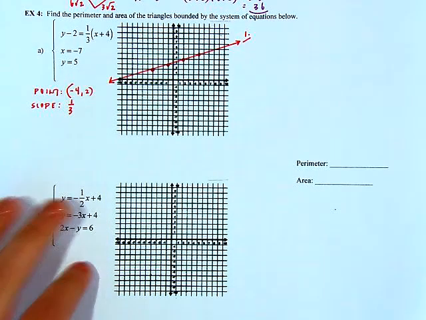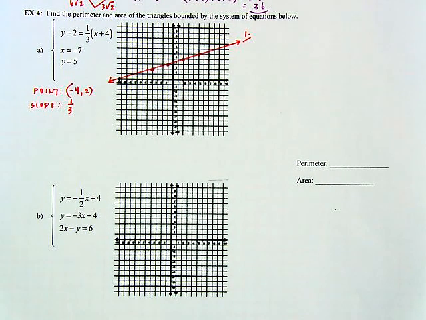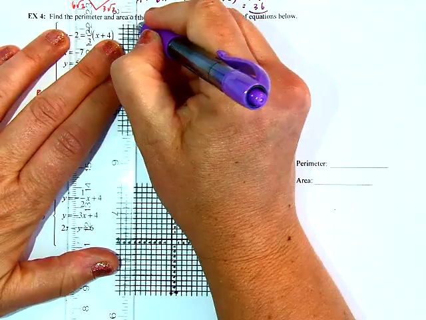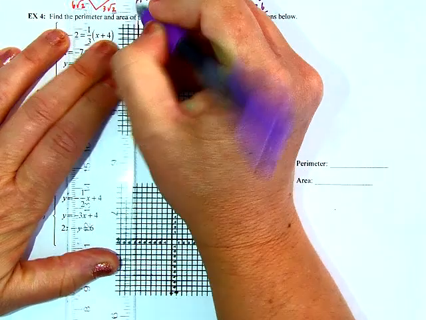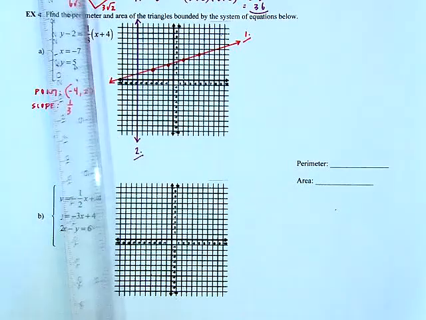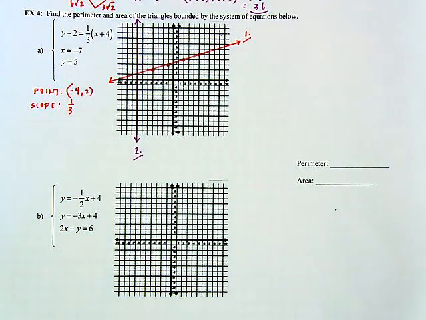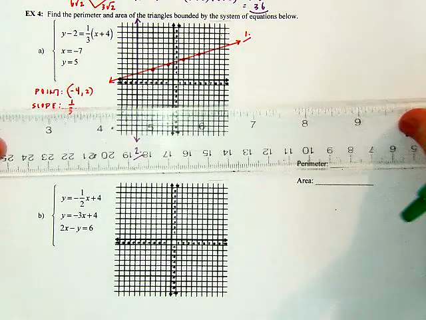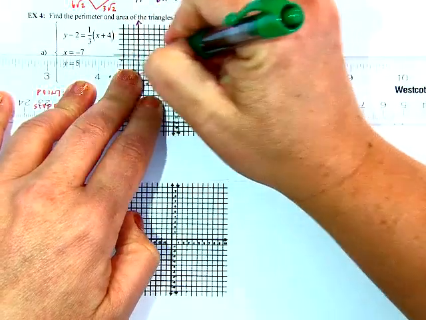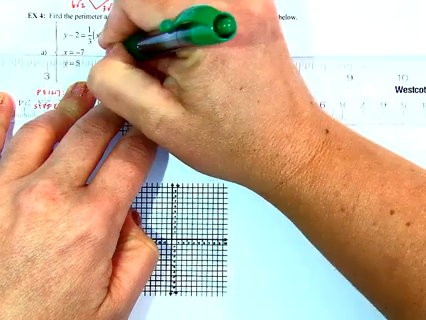Okay, and then the second one, x equals -7. Well, x equals -7, that's a vertical line. So for all values of y, x stays constant at -7. So right here in purple, that will be line 2. And then the third one, y equals 5. So for all values of x, y is constant at 5. So right here will be that last line in green.